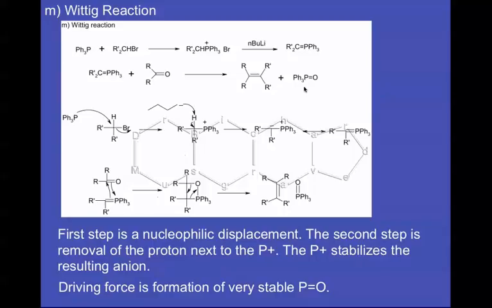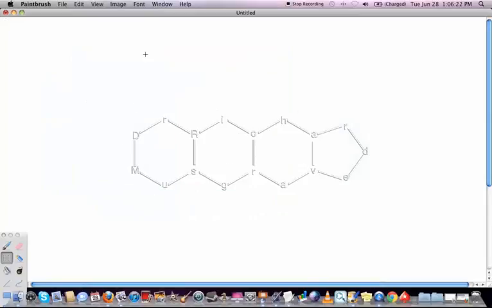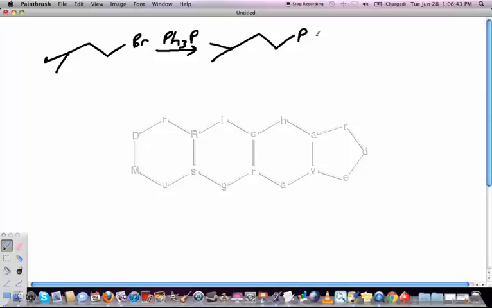Alright, I want to show you the mechanisms for those processes. And we'll start off with this alkyl halide, which can then be reacted with triphenylphosphine. And what this does is it forms a triphenylphosphine salt, where the triphenylphosphine is replaced for Br, and the Br negative is now the counterion to the positive charge on the phosphorus.